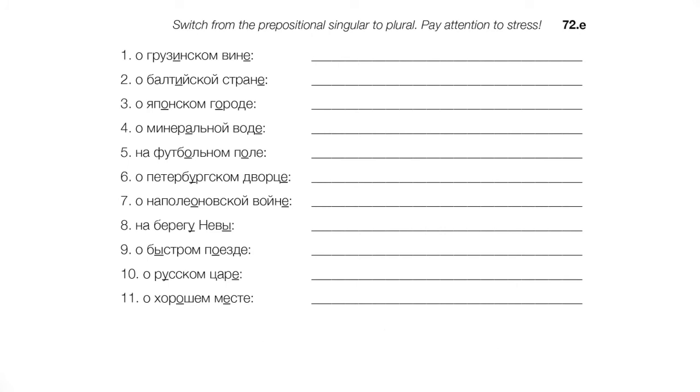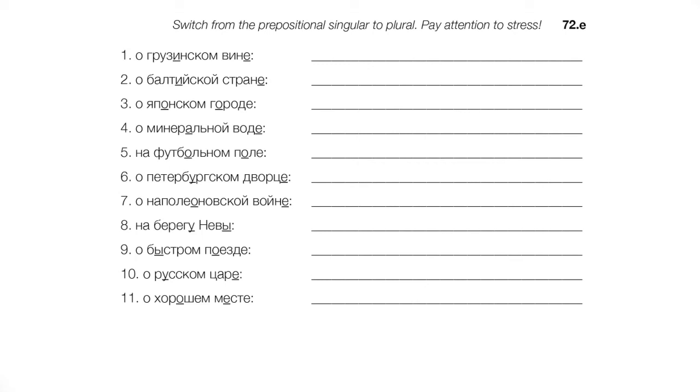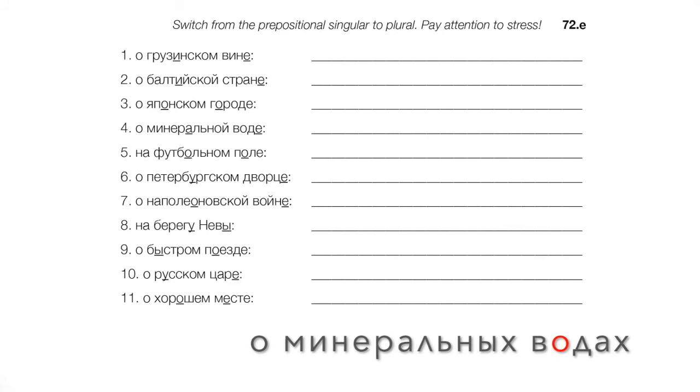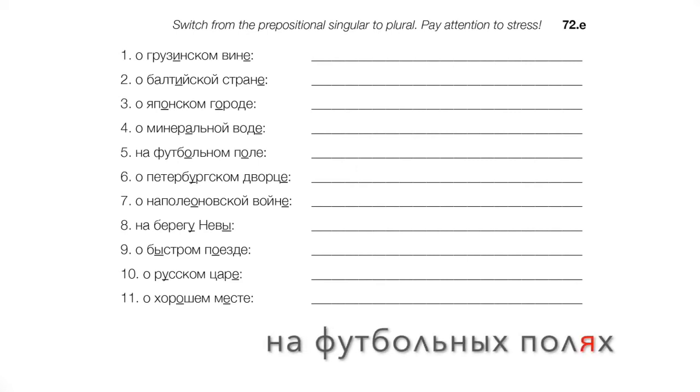About a Japanese city, о японском городе. Okay, город, the plural is города, as we saw up in the table. It's one of those masculines that takes a stressed а in the nominative plural. So we'd say о японских городах. Okay, about mineral water, what if we have multiple mineral waters? О минеральных водах. Вода gives воды, о водах. Now, о футбольном поле, okay, there's a two-syllable neuter. The plural would be поля, and so on football fields would be на футбольных полях.